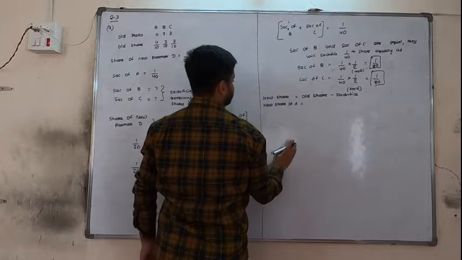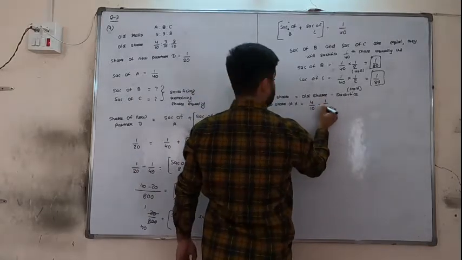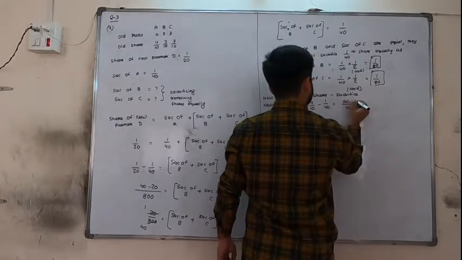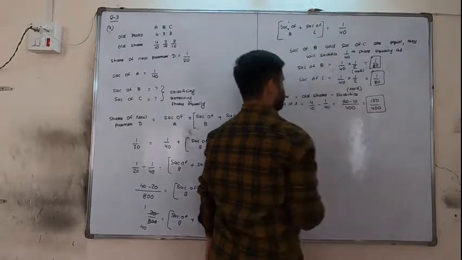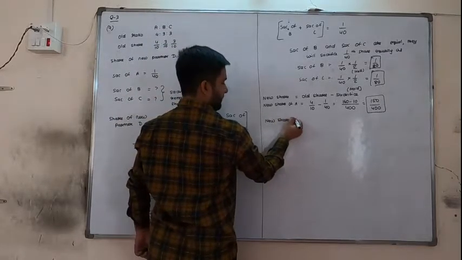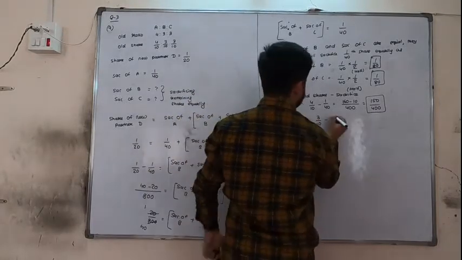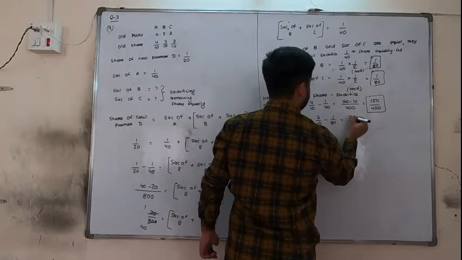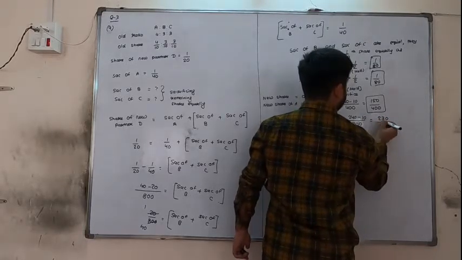New share of A. A's old share is 4 by 10. A's sacrifice is 1 by 40. 40 tens are 400. 40 fours are 160. 10 ones are 10. So it is 150 upon 400. Then new share of B. B's old share is 3 by 10. B's sacrifice is 1 by 80. 80 tens are 800. 80 threes are 240 and 10 ones are 10, so it will be 230 by 800.